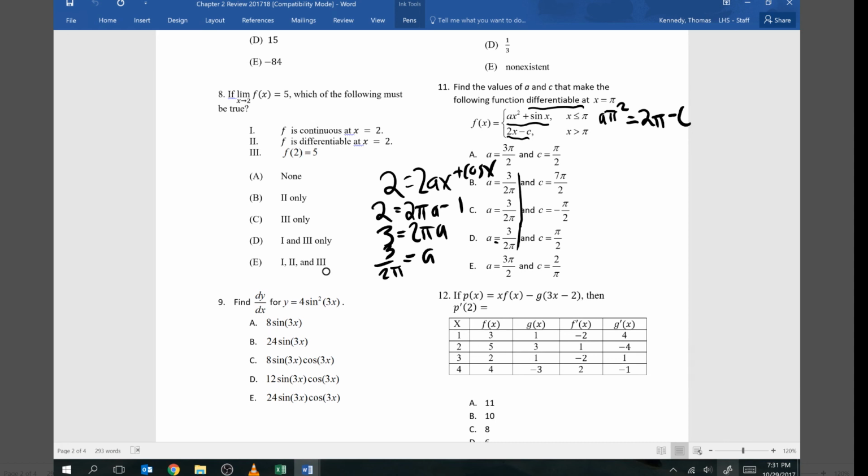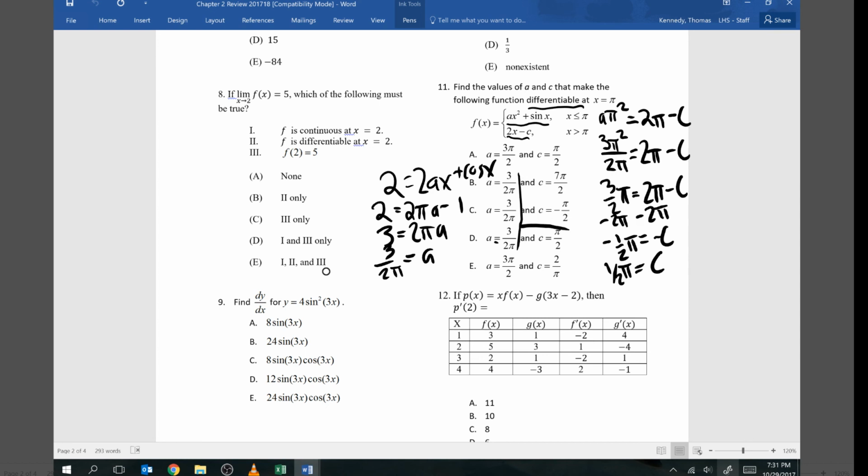So I got to go through and figure out what c is, so I just plug 3 over 2 pi back in for a in my first equation, and I get 3 pi squared over 2 pi equals 2 pi minus c. Cool, it's all pi's and garbage. So 3 halves pi equals 2 pi minus c. I subtract 2 pi. I get that -1/2 pi equals -c. So c is 1/2 pi. And I'm feeling pretty good about the world. That's pi over 2. That's this guy.